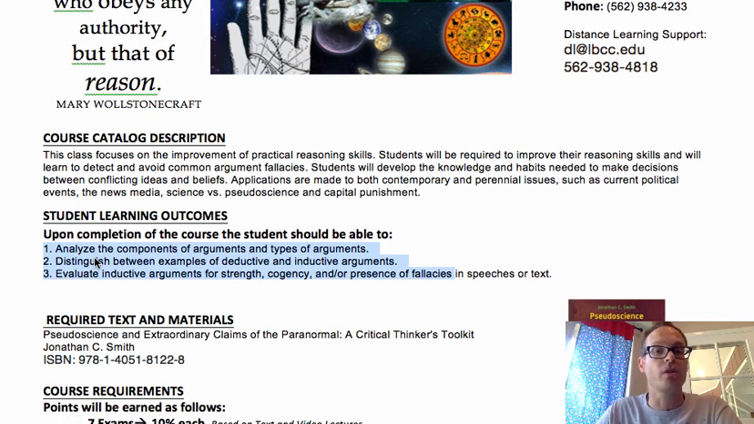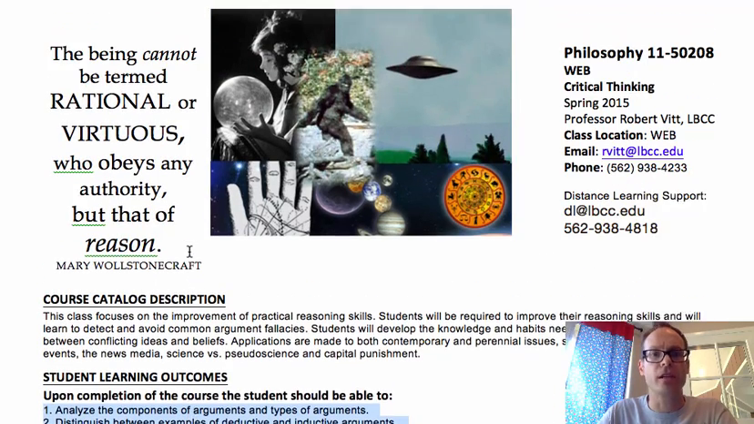These are the student learning outcomes of the course. By the end of this course, you're going to be able to analyze the components of arguments and talk a bit about the different types of arguments that we have. You can distinguish between examples of deductive and inductive arguments, and you'll also be able to evaluate inductive arguments for strength, cogency, and the presence of fallacies in speech or text. That's a lot of Greek, and it probably doesn't make a lot of sense to you. So let me give you just a little overview of the course.